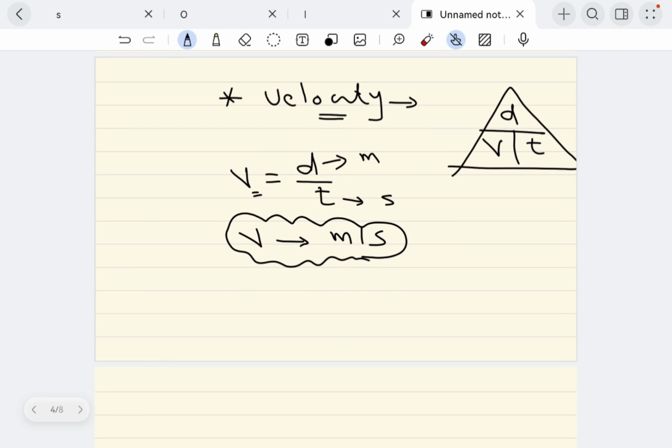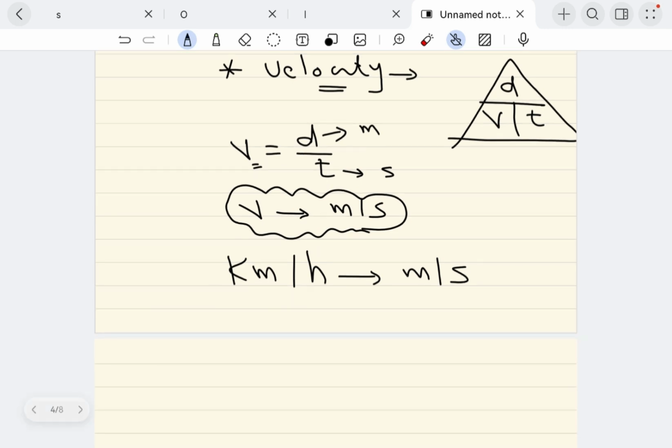Okay, so if it's presented as kilometer per hour in a question, and I have to convert it into meter per second, how can I convert this? I think you know that each kilometer is equal to 1000 meters. So I have to multiply by 1000.